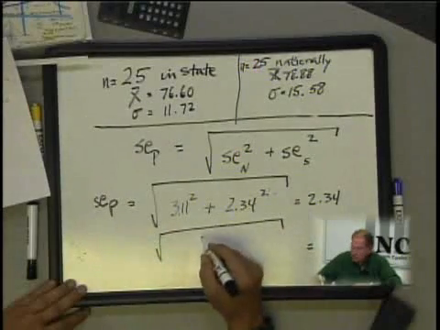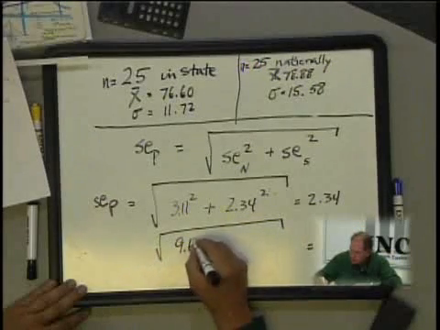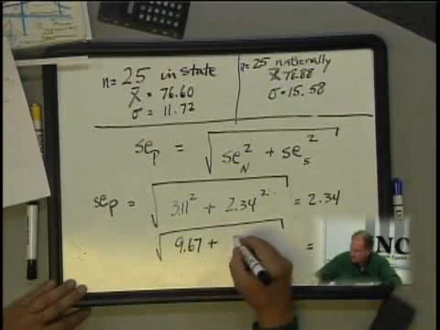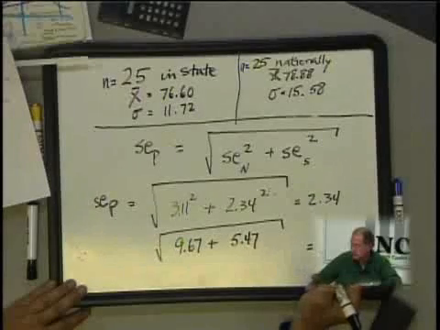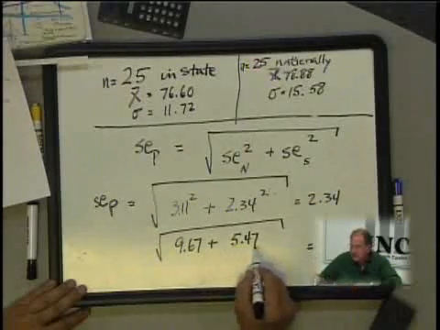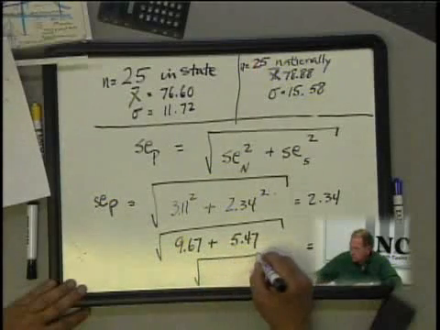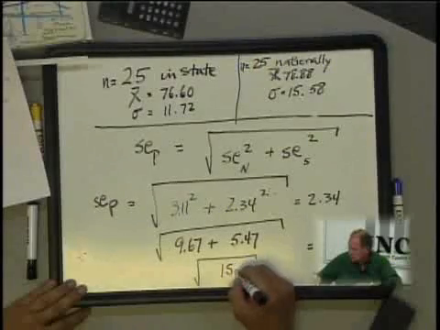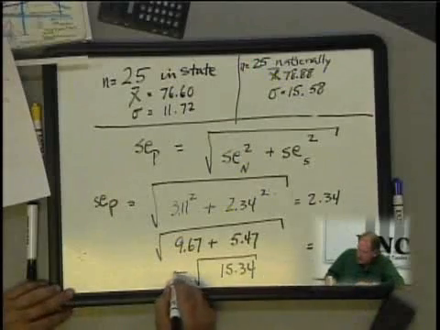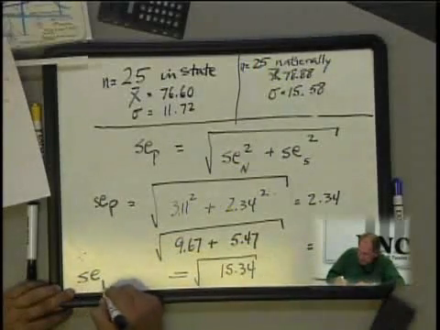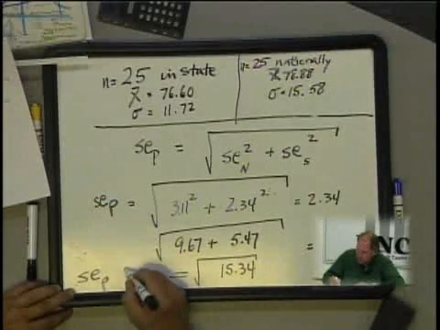So the square of 3.11 is 9.67 plus 2.34 squared is 5.47. Add these two numbers together, and you're going to get the square root of 15.34. And the standard error pooled is going to equal the square root of 15.34, which is 3.89.